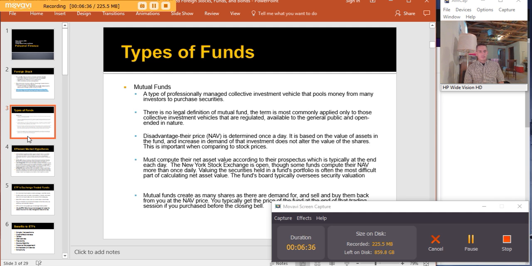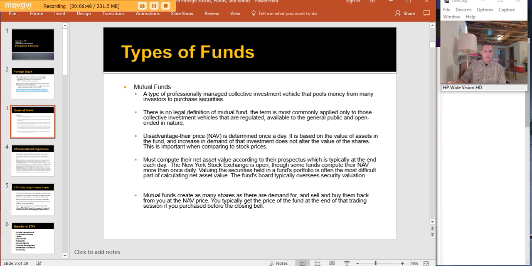So, one of the other things with mutual funds is they essentially create as many shares as there's demand for, and the mutual fund itself sells and buys them back from you, the buyer, at the net asset value price. So you typically get the price of the fund at the end of the trading session. If the general investors or buyers want to make a bid on that, they're not going to do it until trading's closed because they want to figure out what it's worth before putting that in.